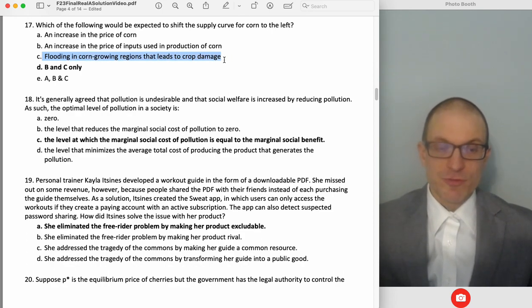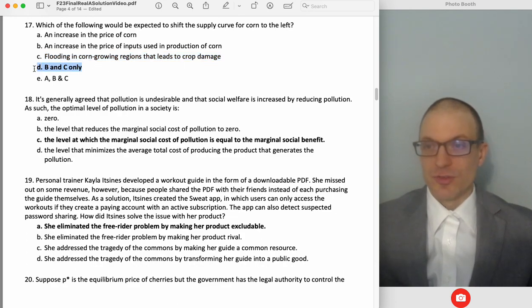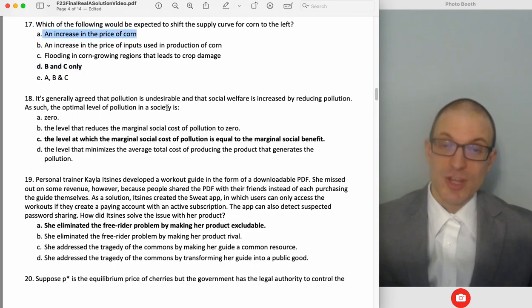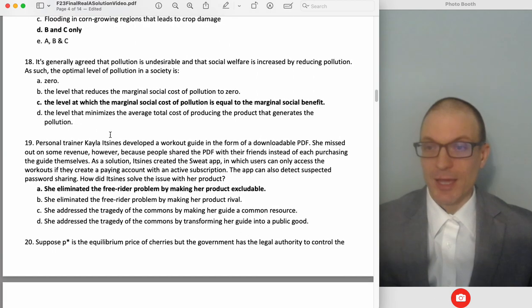Sure. Yeah, there's going to be fewer sellers in that market. And so B and C are both correct. So the option we want is D, B and C only, because we don't want A, because that'll give us a change in quantity supplied, not a change in supply.